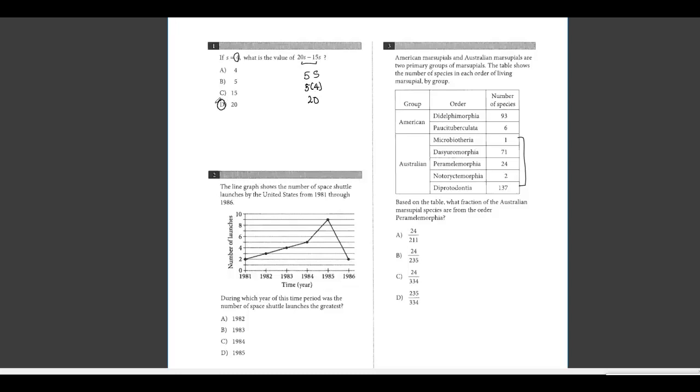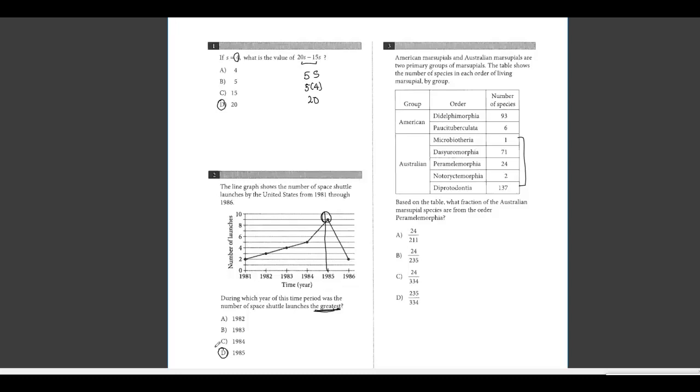Okay. And the next one, number 2, the line graph shows the number of space shuttle launches. So the question over here: during which year of this time period was the number of space shuttle launches the greatest? We are looking for the greatest, 85. Okay, choice D is the answer.